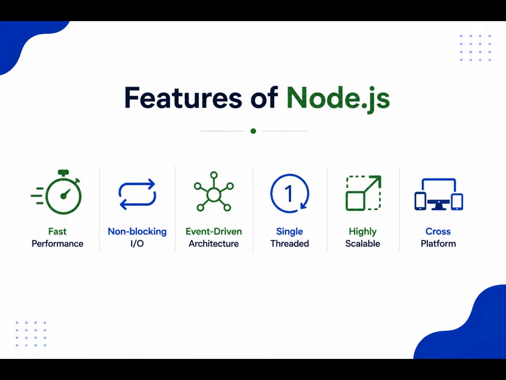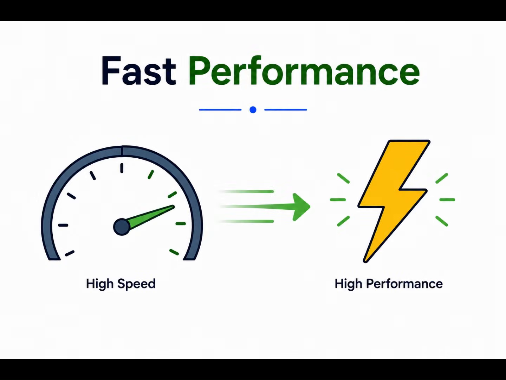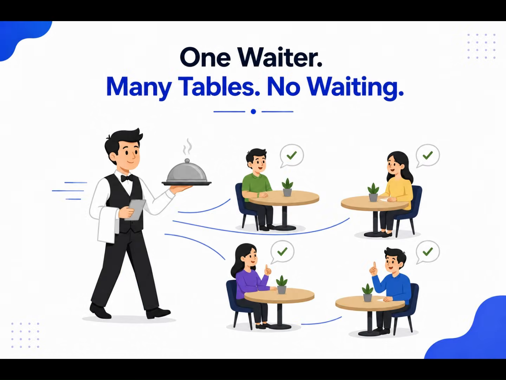So far, we have learned what Node.js is. To really know why companies use Node.js, we need to understand its features. So let's discuss them one by one. Fast performance. Node.js is built on Google's V8 JavaScript engine, which converts JavaScript code into machine code for fast execution. Asynchronous and non-blocking I/O. Node.js doesn't wait for one operation to finish before starting another, making applications much more efficient. We'll discuss more about asynchronous and non-blocking I/O in our following videos.